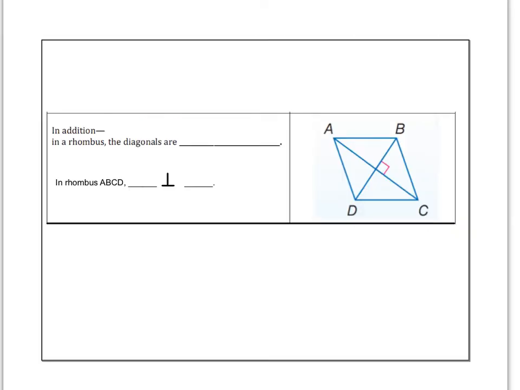In addition to having all of the same properties as a parallelogram, the rhombus has a couple of more properties that are unique to the rhombus. For instance, diagonals are perpendicular to each other. And remember that symbol for perpendicular? That's that upside down T. And so what I could say is segment AC is perpendicular to segment BD.